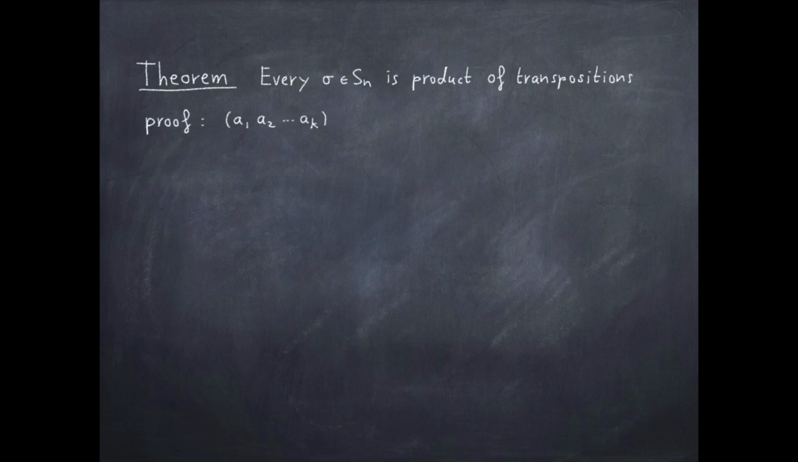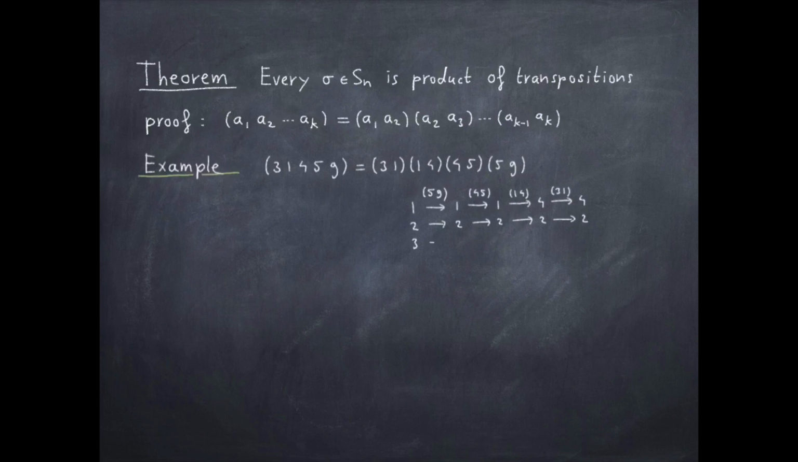We start with the simple case that sigma is a cyclic permutation of length k. Let's say it's a permutation that sends a1 to a2 and so on up to ak and ak back to a1. We can write this as the product of k transpositions as shown here. A small example where the 5-cycle 3, 1, 4, 5, 9 is decomposed into 5 transpositions is shown here. If you want, you can pause the video now and verify all the steps.